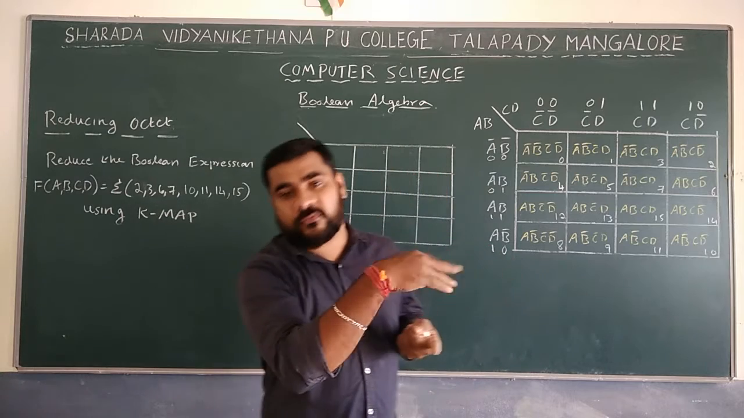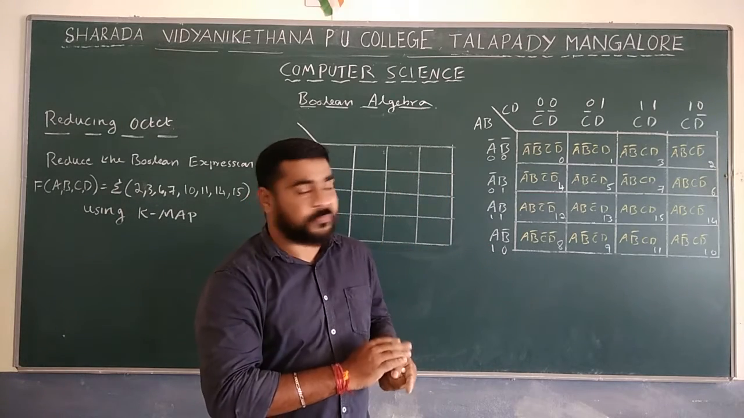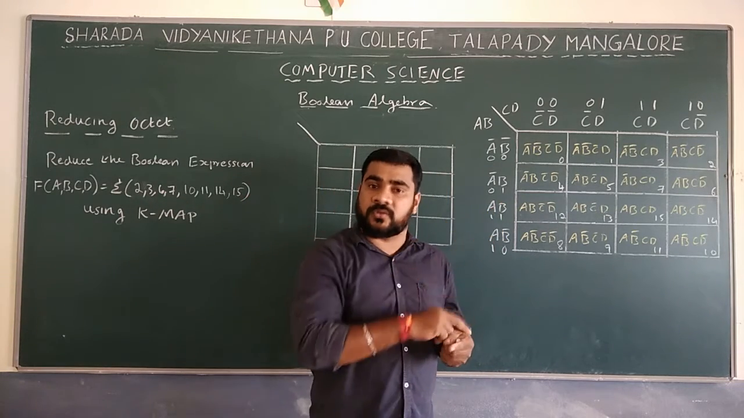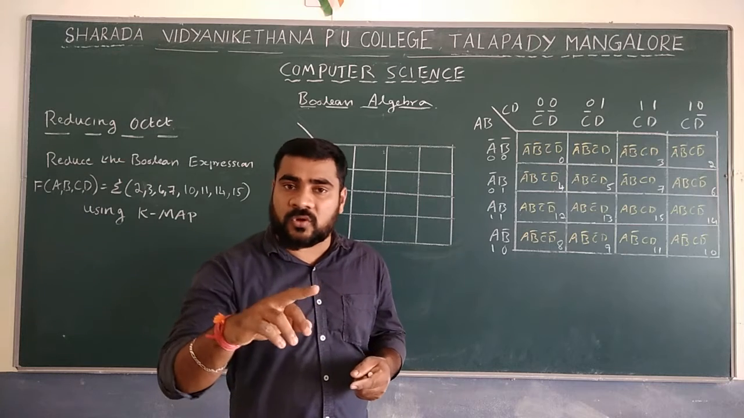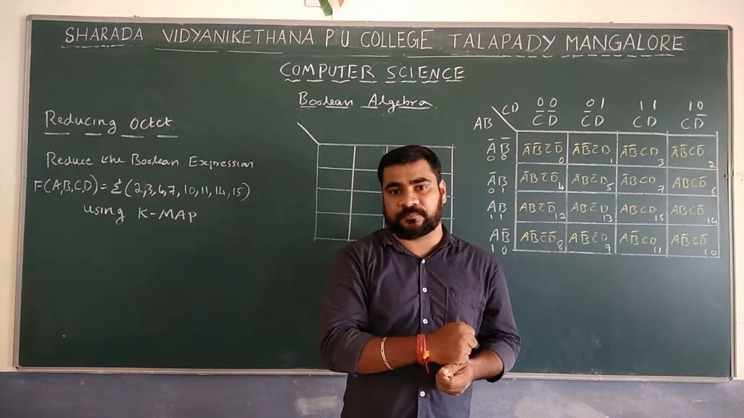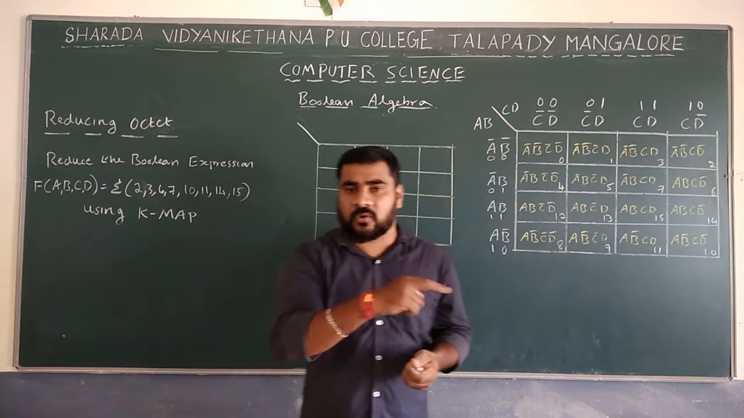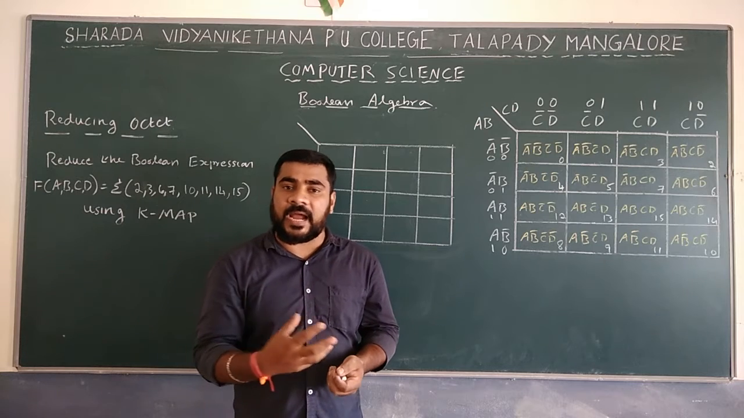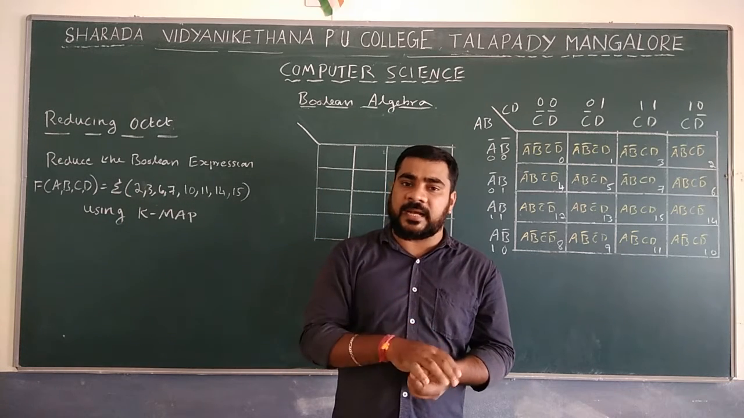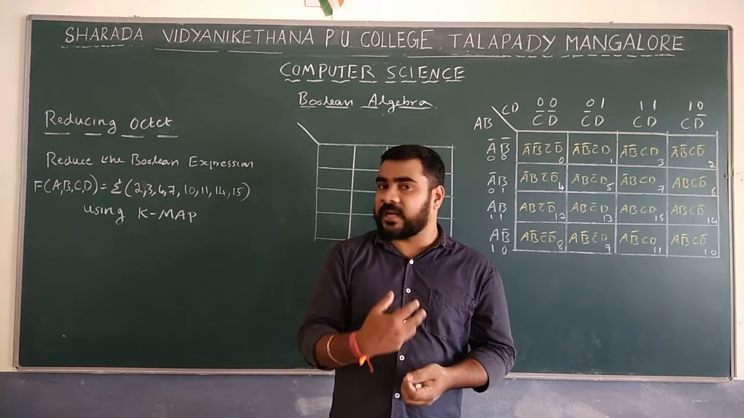Either 2 rows means only 4 cells are there. Either we should take 2 rows together, or 2 columns together. If we get 2 rows together or 2 columns together, then we can get the 8 adjacent cells. By seeing those 8 adjacent cells, we can reduce the Boolean expression.